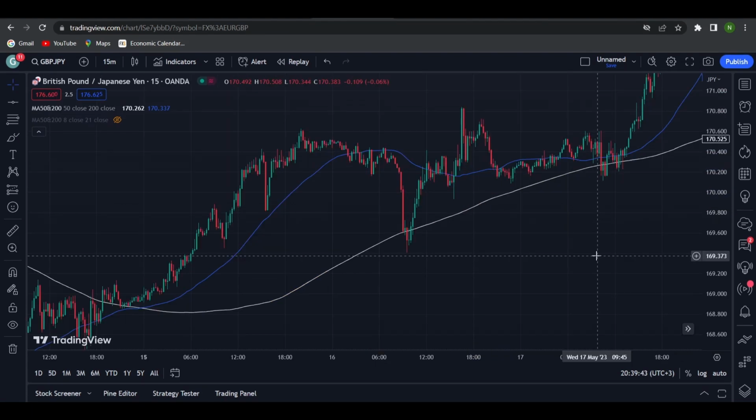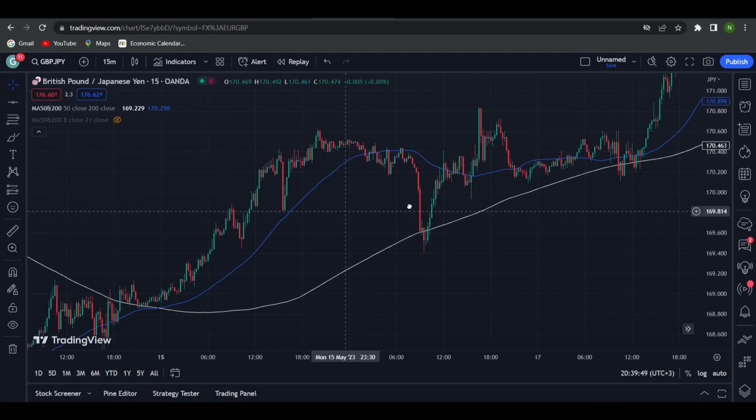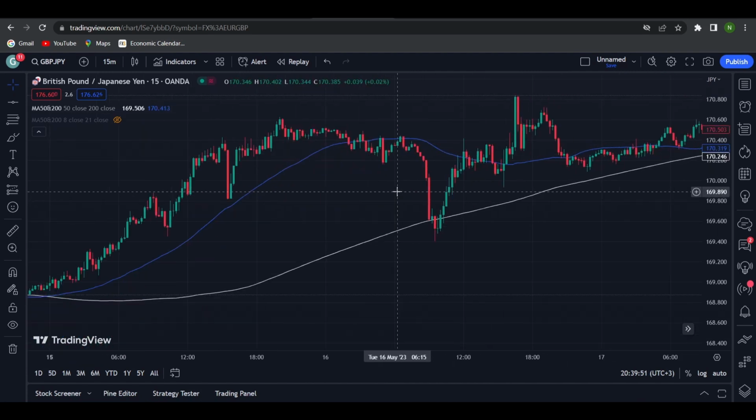So what exactly are you going to be looking for to place your entry? The first thing is the retracement towards the moving average, and then you're going to be looking for confirmation. And one important thing is that you need the retracement to be sufficient enough. You don't want the retracement to be a small height.